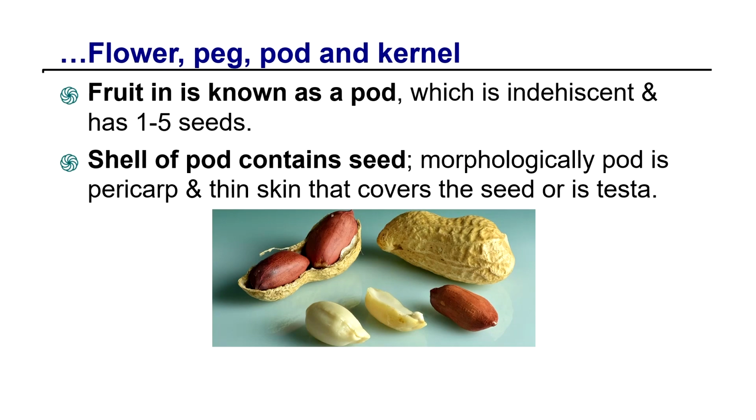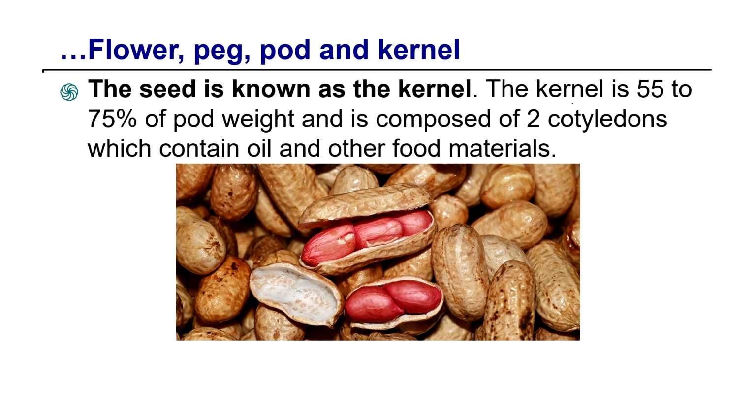Now the fruit is known as a pod, which is indehiscent, meaning it cannot break, it cannot split automatically, and has 1 to 5 seeds. This is important to remember, 1 to 5 seeds. The shell of the pod contains the seed. Morphologically, the pod is the pericarp, and the thin skin that covers the seed is the testa. So you can see here the seed coat and the kernel inside. The seed is known as the kernel. The kernel is about 55 to 75% of the pod weight and is composed of 2 cotyledons, which contain oil and other food materials.